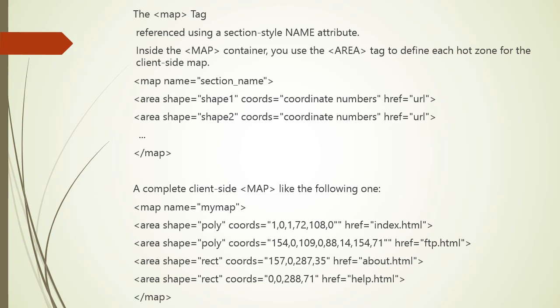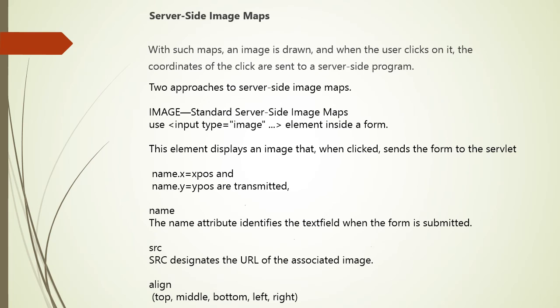According to the client-side specification, the area defined first takes precedence when two areas overlap. So if someone clicks in one of the first 4 hot zones, they will be taken to the appropriate URL. If they miss a hot zone, though, they will be taken to help.html, where you will tell them how to use the map. Consider server-side image maps.